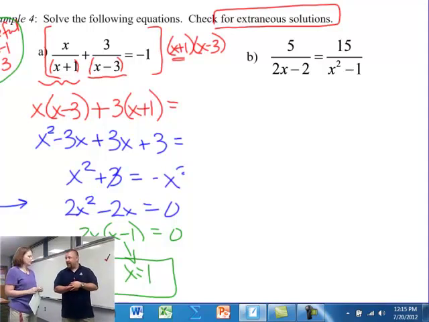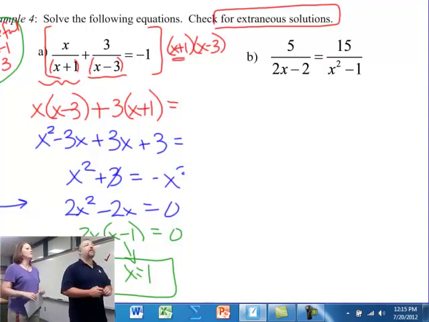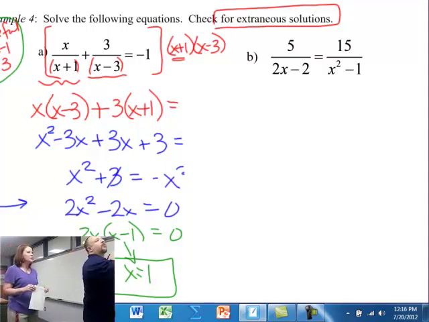And what's our way, have you noticed? Our way is to factor all the denominators, find the least common denominator, multiply it all the way through, and get rid of all the fractions to begin with.